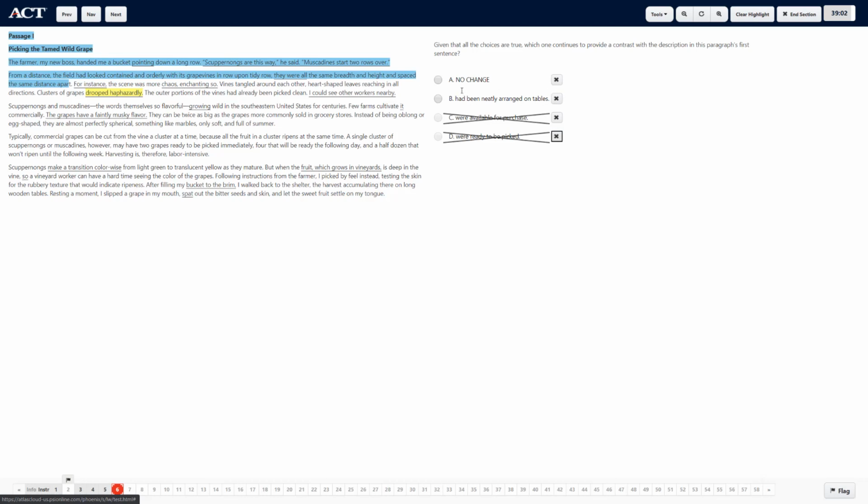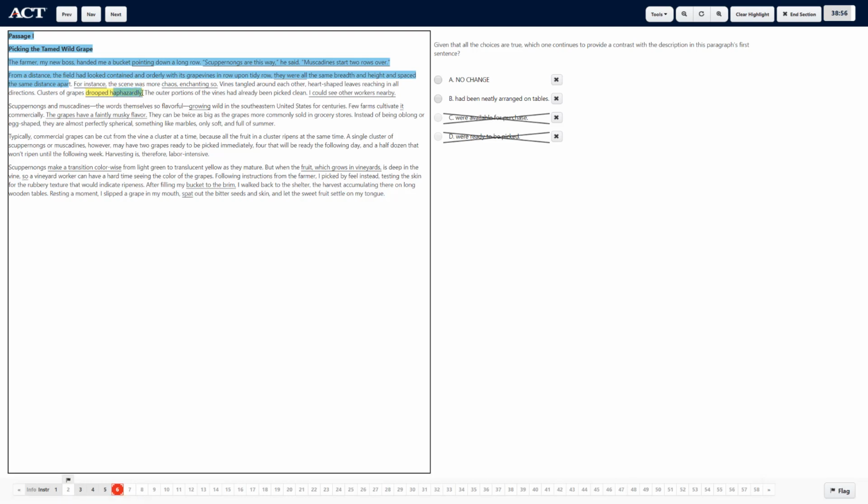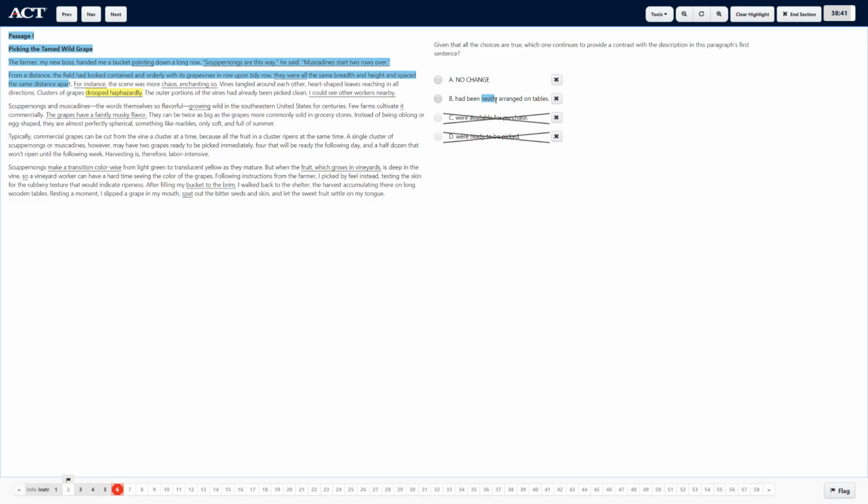So we have two answer choices. Dropped haphazardly. I'm not quite sure what this word means, but I can still answer this question by knowing that this answer is not correct. Why is it not correct? Because we are asked to find a contrast. That means two different ideas. So here it says neatly, and they were talking about them being neat in the first sentence. So this is wrong. Answer is A.